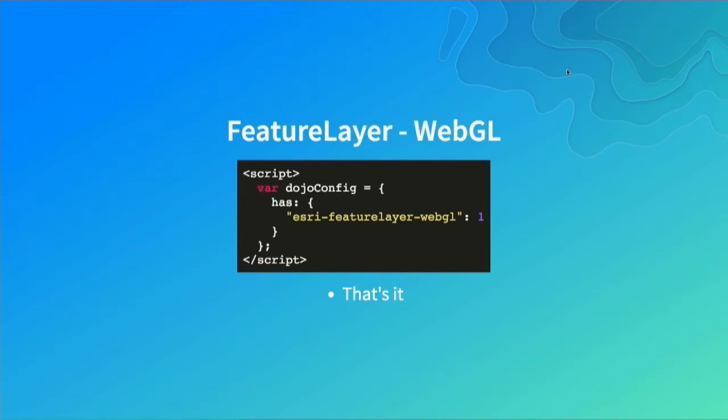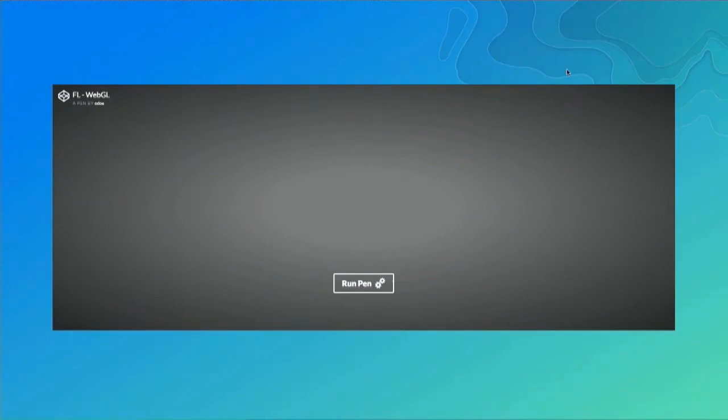So how do I turn on WebGL? Just this little has flag here, and that's it. That's all you got to do. There's nothing for you to do in your code. We'll just handle the rest. If for some reason you give us a layer that's not a hosted feature service, we're just going to fall back to SVG. That's it. It's all done on the client.